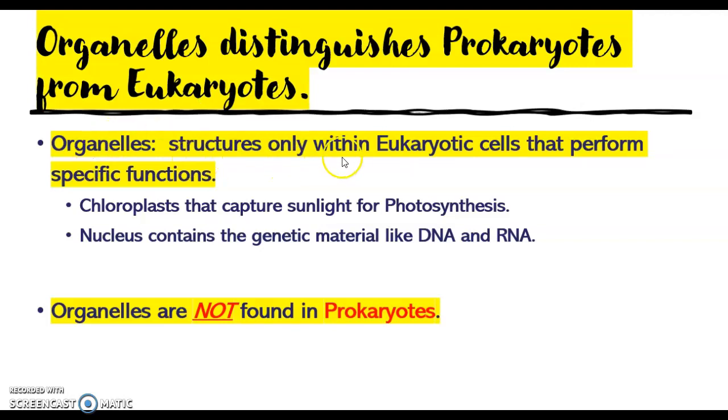Organelles are structures only within eukaryotic cells that perform specific functions, like chloroplast for photosynthesis and the nucleus for the DNA and RNA. Organelles are not found in prokaryotes. So I want you to copy these notes, only what is in yellow. Okay, take a moment, pause the video, and copy what is in yellow.